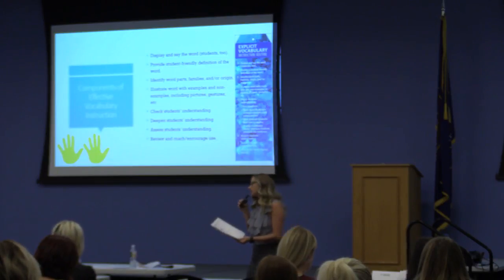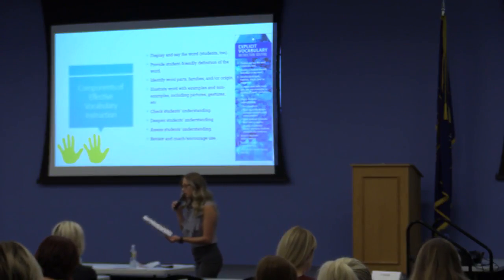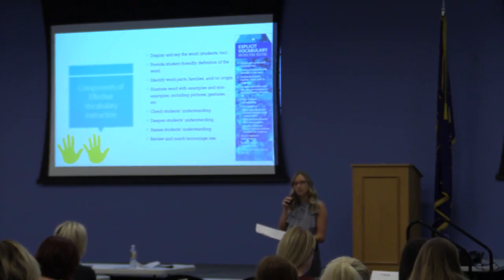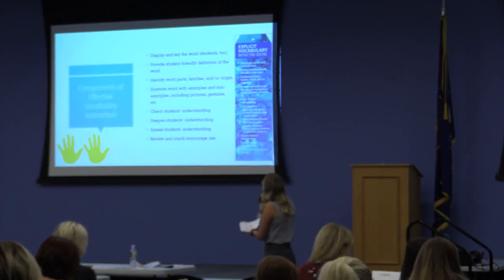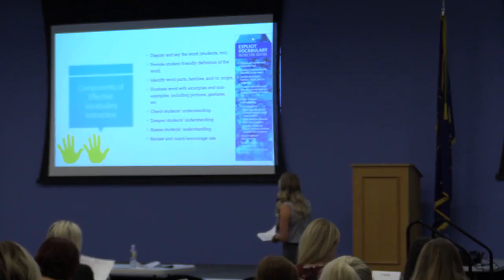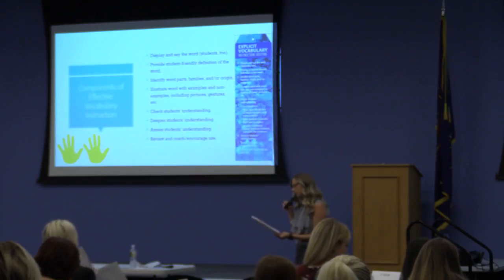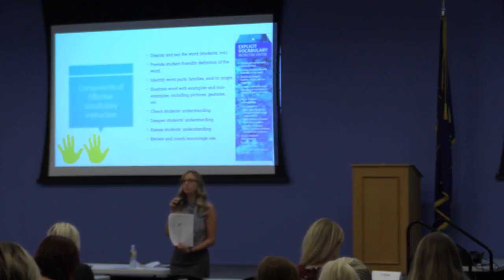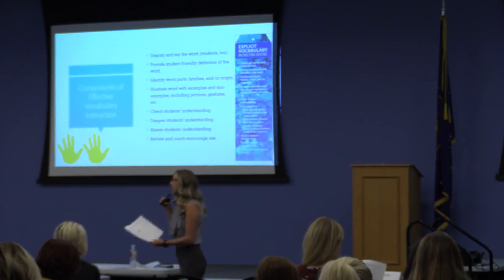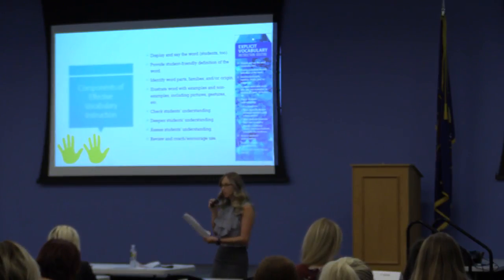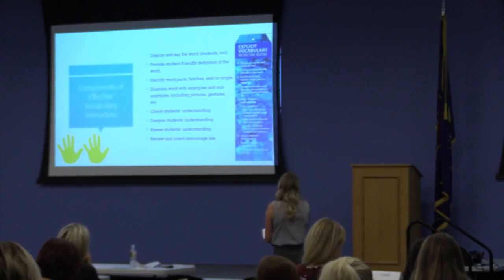Next, identify the word parts, families, and or origin if possible, right? That might be something you're unable to do, so you'll notice we have NA in our packet, but if that's possible, go ahead and do that, so they're making those connections. The next piece is illustrate the word with examples and non-examples, including pictures, gestures, etc. So you'll notice that there's a picture of a little girl. Clearly she was in some danger, and it looks like she probably got hurt, right? So it's including that student-friendly definition of likely to get hurt in that picture, so you're making those connections for the students.